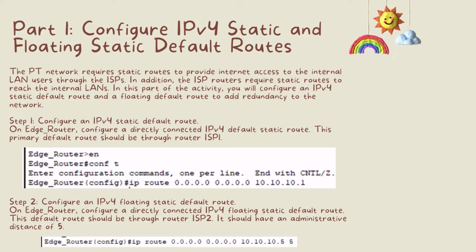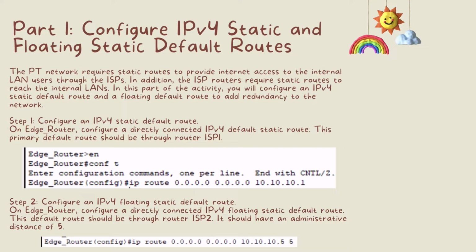Okay, step 1, configure an IPv4 static default router. On edge router, configure the directly connected IPv4 default static router. This primary default router should be the route to router ISP1. Okay, this is the command for edge router. en, config t, and then we put ip route 0.0.0.0 0.0.0.0 10.10.10.1.